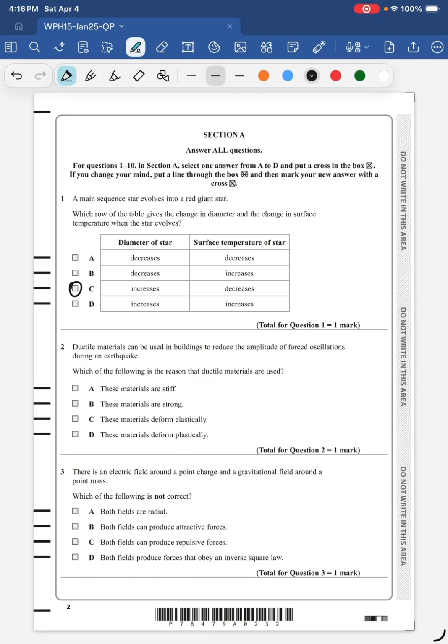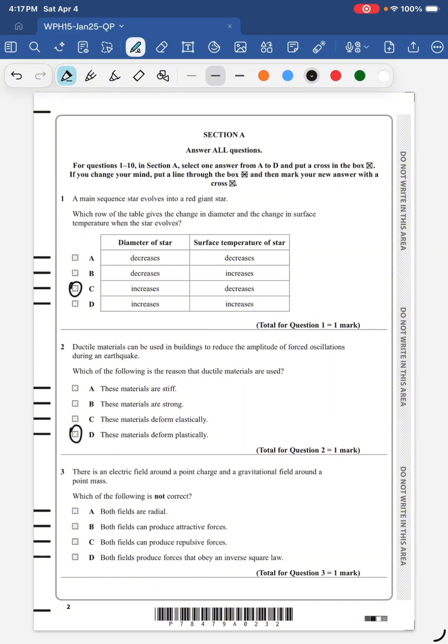Question 2. Ductile materials can be used in buildings to reduce the amplitude of forced oscillations during an earthquake. Which of the following is the reason that ductile materials are used? These materials are stiff. This is totally not what we want. These materials are strong. No, these materials deform elastically. This is not what we want. We actually want them to deform plastically. So the correct answer is D, and this is because we want these materials to be able to withstand an earthquake. Okay, so they will deform plastically, but the building will not collapse.